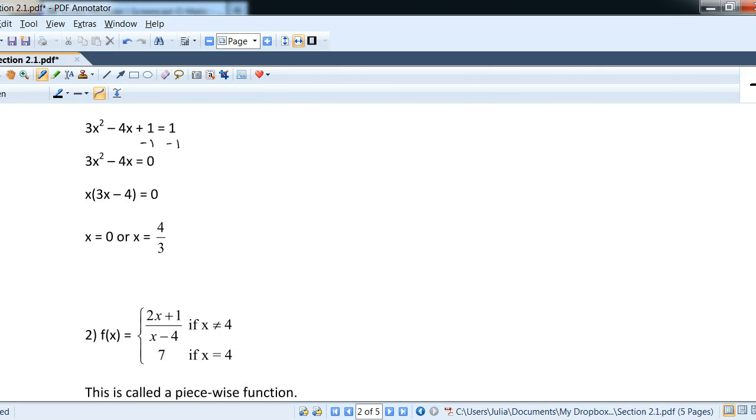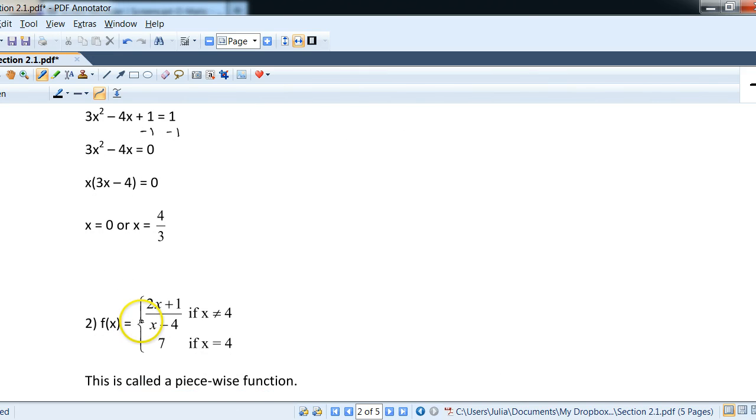Now the next one is an example of a piecewise function. This is something, again, we're going to work with more in the following chapters. And note how it has two pieces. This rational function, 2x plus 1 over x minus 4, if x does not equal 4, and 7 if x is actually equal to 4.